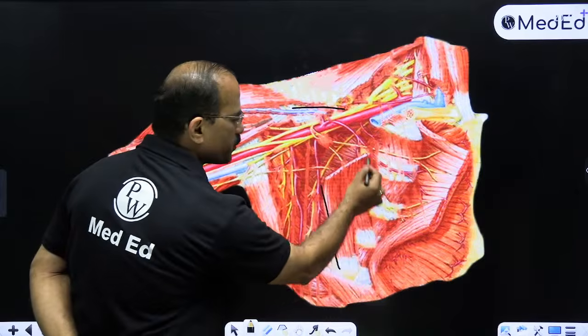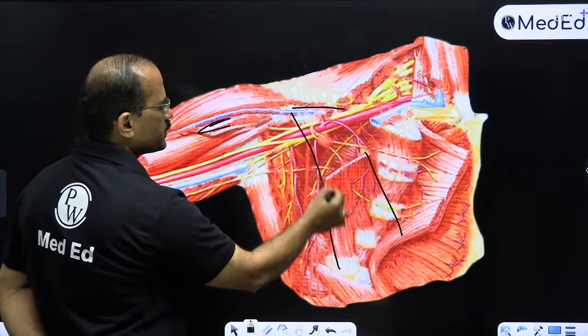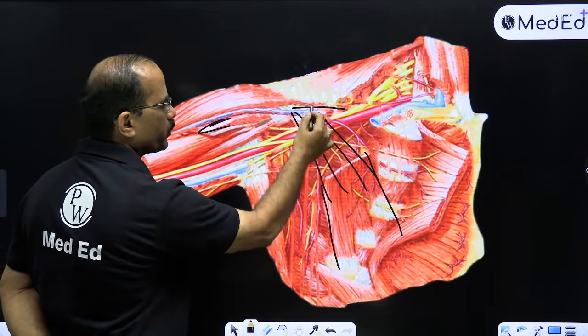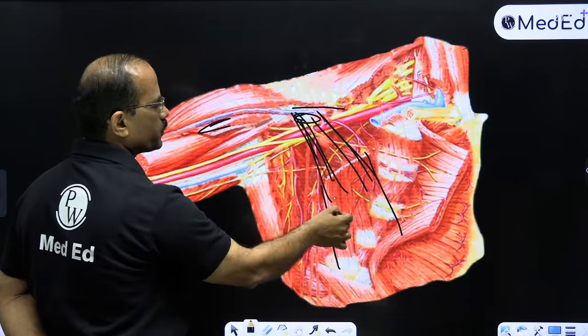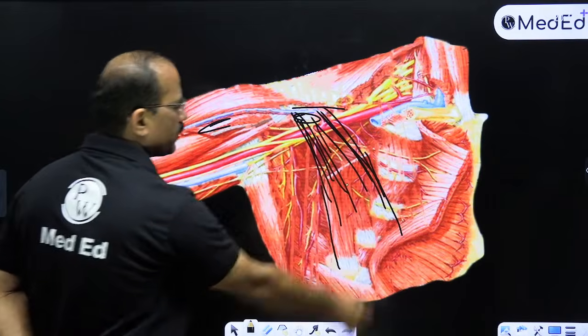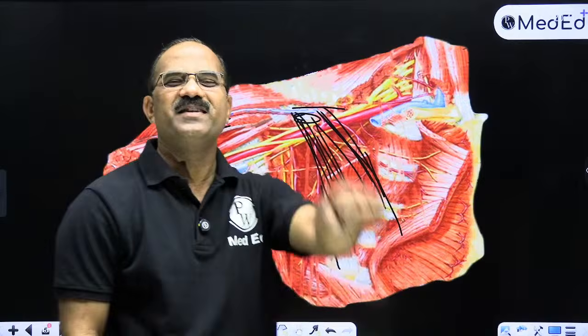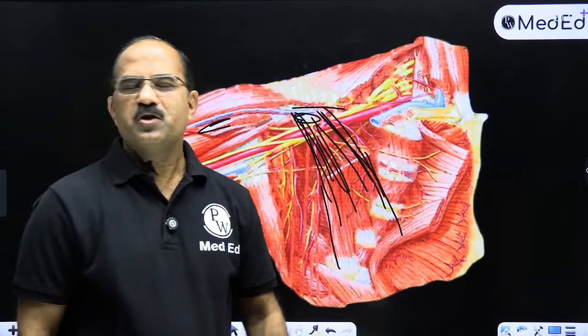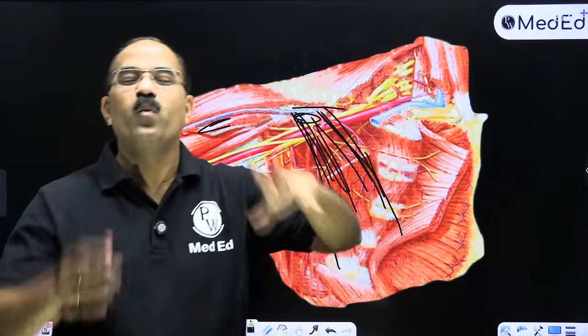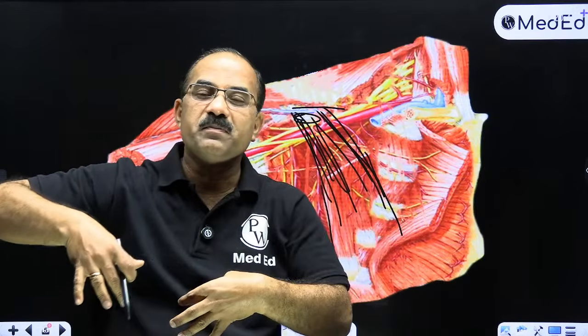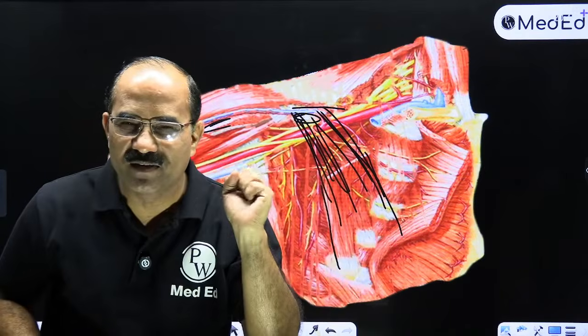This muscle which begins from the ribs and gets inserted on the coracoid process of scapula. You see this? That's the coracoid process of scapula. Name of the muscle? Pectoralis minor. That's the pectoralis minor. So pectoralis major has been removed. What is the muscle below the pectoralis major? That's the pectoralis minor. Okay?